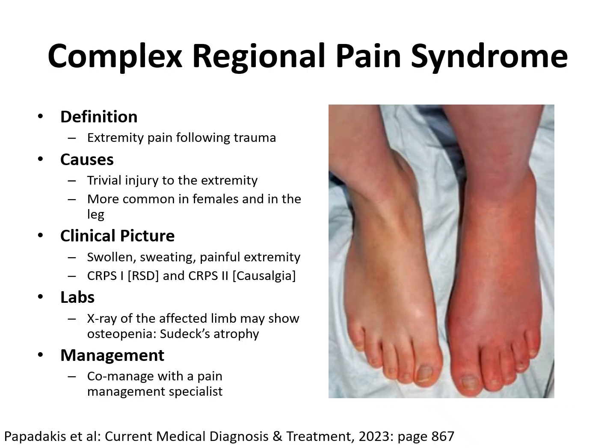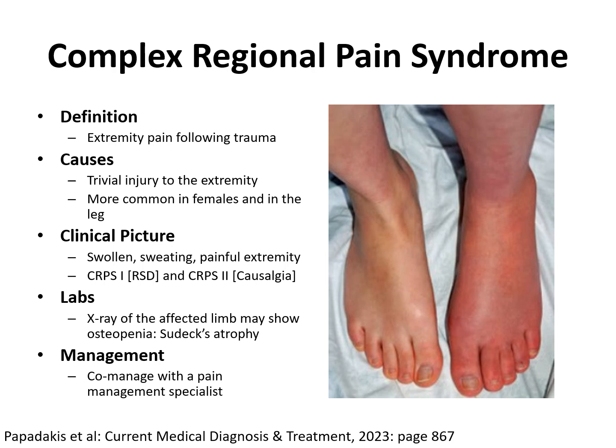An uncommon cause of painful, swollen one limb is complex regional pain syndrome. This is defined as extreme pain following trauma. The trauma could be trivial, trauma to the extremity, or would be obvious trauma like a crush injury. This is more common in females. It's more common in the leg than in the hand.